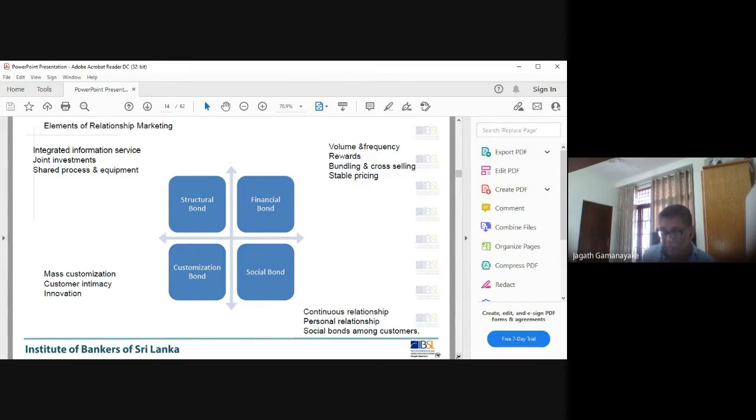Now, what we've learned up to now is the relationship and how it moves into relationship marketing. How can you strengthen relationship marketing? By creating structural bond, financial bond, social bond, and customization bond. Structural bond means you provide more technical support to the customer, or the financial bond, you try to give more financial benefits to the customer, or rewarding the customer, or economic benefit to the customer. Through the customization bond, relationship marketing tries to produce tailor-made products for your customers, right? Then the social bond, what you need to do here is develop a continuous relationship and personal relationships and create a social bond. So these are the four bonds relationship marketing tries to achieve.